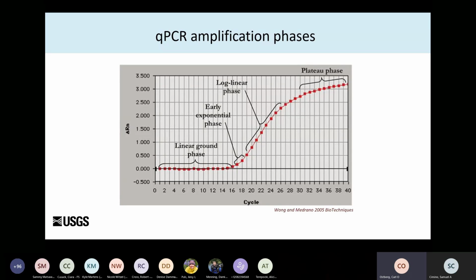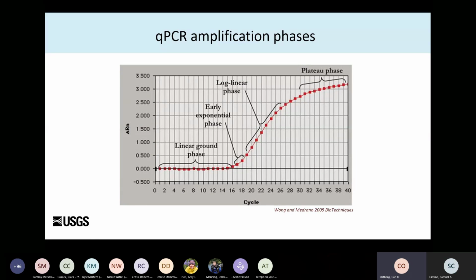This is a qPCR amplification plot profile across cycles. Understanding this profile will help us make sense of the qPCR output. This figure shows 4 major phases of qPCR amplification. On the x-axis is the number of cycles, going from 1 cycle up to 40 cycles, and the y-axis is a measure of the fluorescent signal. It begins with this linear ground phase where the PCR is just beginning.